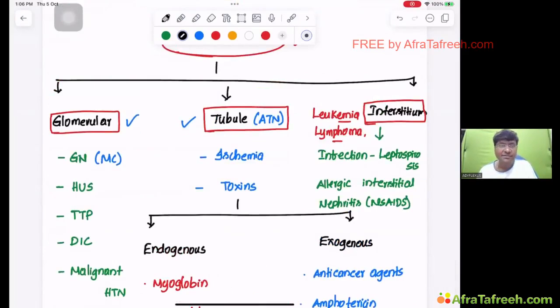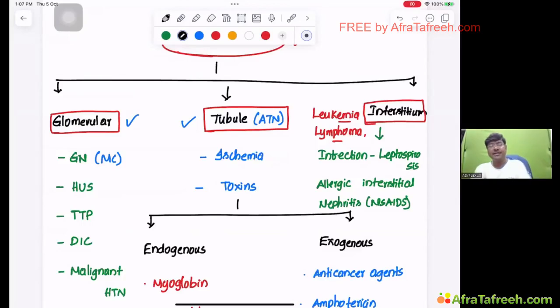And intrinsic pathology, we have classified it as glomerular, tubular, and interstitial causes. Glomerular causes are like glomerulonephritis, or it could be hemolytic uremic syndrome, thrombotic thrombocytopenic purpura, DIC, and malignant hypertension.